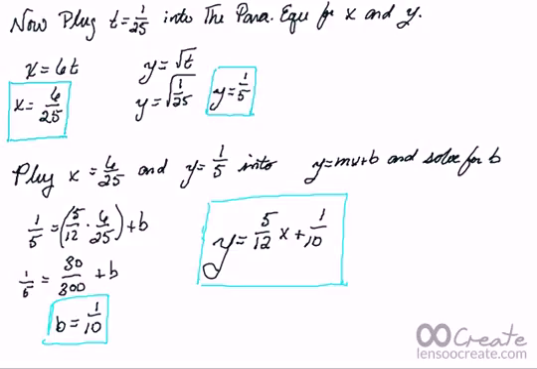The next thing that we want to do is plug x equal to 6/25 and y equals 1/5 into that y equals mx plus b equation and solve for b. Once we do that, you can see that I have 1/5 is equal to 5/12 times 6/25 plus b, and 1/5 is equal to 33/100 plus b. b ends up being 1/10. The only thing that you need to do at that point is plug b equals 1/10 into that equation, and we have that y is equal to 5/12 x plus 1/10, and that's the line tangent to the curve at t is equal to 1/25.